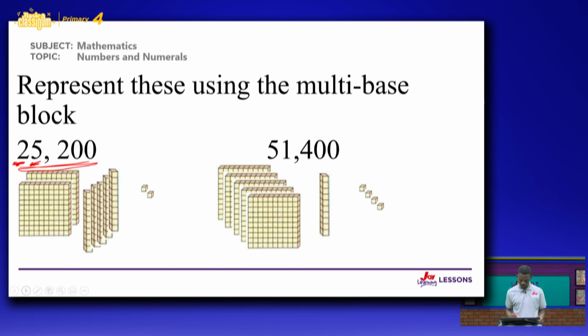Good. So we have 5 of the flats, whereby each flat represents tens of thousands. So we have 10,000, 20,000, 30,000, 40,000, and 50,000. Then when you come to the longs, or the rod, we have only 1 for it, which represents 1,000. And then we have our 4 units over there. So we have 51,400.